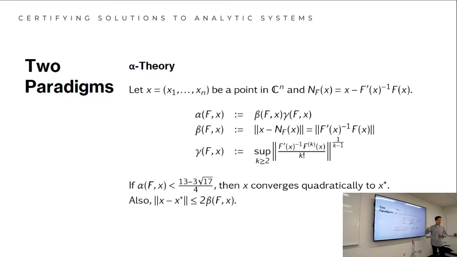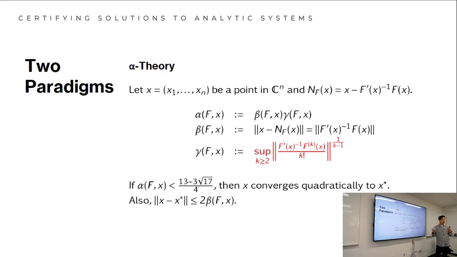But anyway, alpha theory says that when the value of alpha is less than this number, then x converges to x star quadratically. And we also have a region which contains x star: the distance between x and x star is less than or equal to 2 times beta, which means that we have some concrete region which contains x star uniquely. So we can also use alpha theory to certify the root. But the problem is, of course, this gamma part, because we have a supremum over infinitely many k values. And if you look inside, we have a kth derivative, which is a k-symmetric tensor, which is computationally really expensive. So usually we find an upper bound for this gamma value and use that upper bound instead.